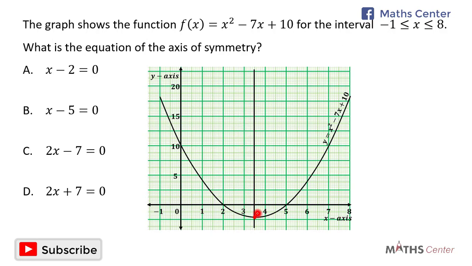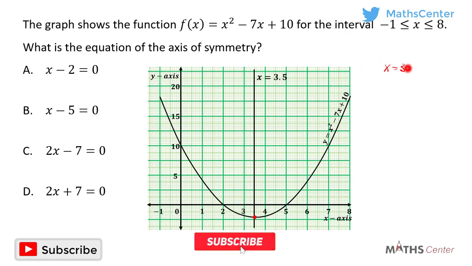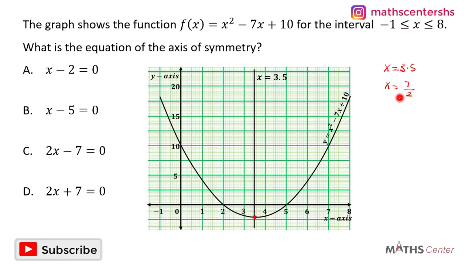The line of symmetry meets the x-axis at this point. The x-coordinate at this point is 3.5. And so the equation of the line of symmetry is x is equal to 3.5. So we have the equation to be x is equal to 3.5. 3.5 is equal to 7 divided by 2. So x is equal to 3.5 can be written as x is equal to 7 divided by 2.